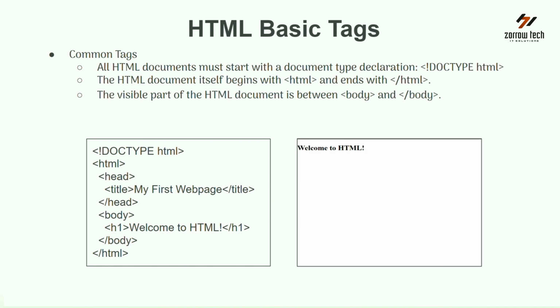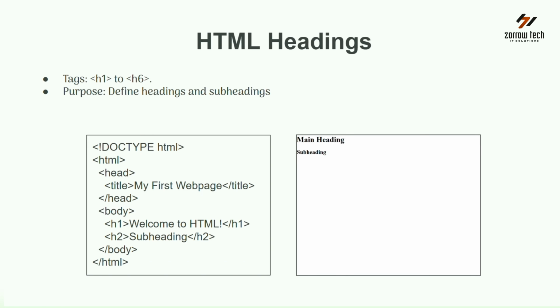Every HTML document starts with a document type declaration, followed by the HTML, head, and body sections. For example, the document type declaration is written as doctype HTML. Then you open the HTML tag, add the head section with the title, and the body section with content like headers.